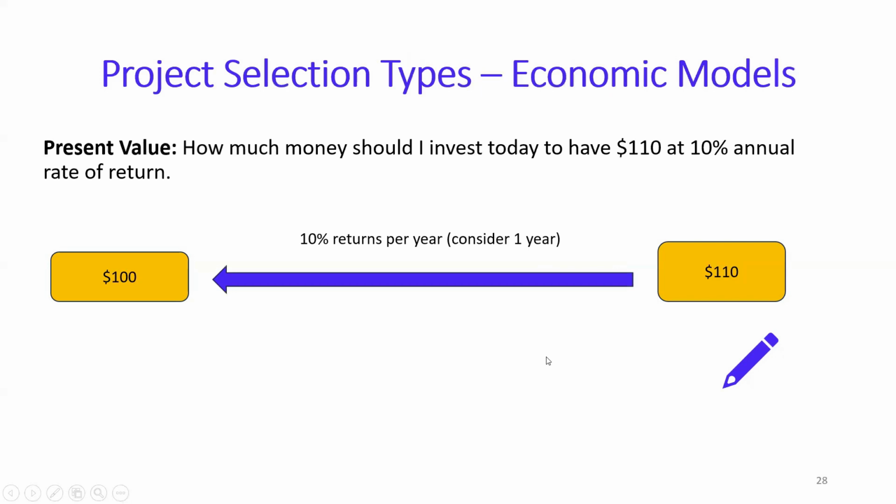Okay, and present value is like how much money should I invest today to have $110 at a 10% annual rate of return. So for that, you're dividing 110 by 1.1. That's from that 100, right? So the present value is obtained by dividing.